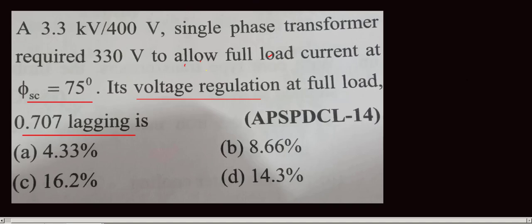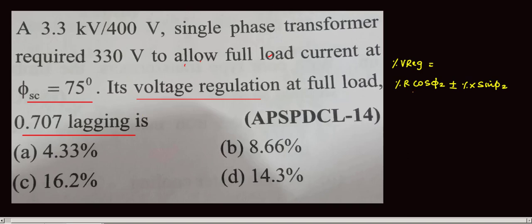So completely it is a voltage regulation problem. What we know is the formula of voltage regulation in a transformer. Percentage voltage regulation equals percentage resistance cos phi 2 plus or minus percentage reactance sin phi 2. This we know. He asks the voltage regulation at 0.707 lagging.